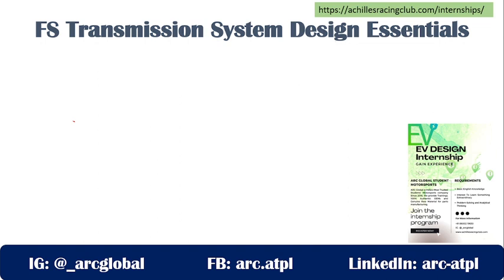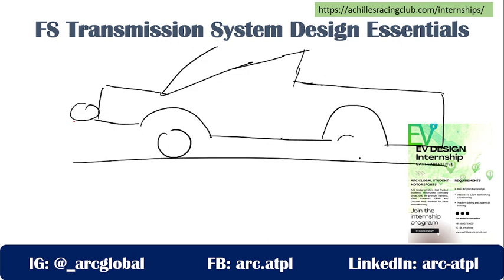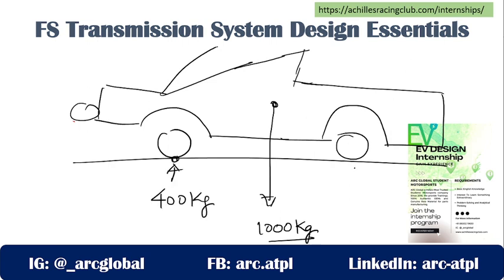We need to figure out how much torque is required to move the vehicle forward. Now this is a vehicle. I do not know what tire size I am using as of now. I will tell you how you need to find out the tire size as well. Okay, so this is the vehicle moving forward. I will say the total weight of the vehicle is 1000 kg. The weight on the front tire is 400 kg. The weight on the rear tire is 600 kg.